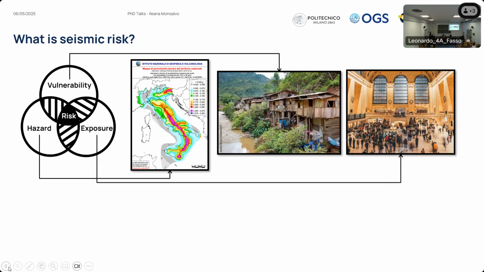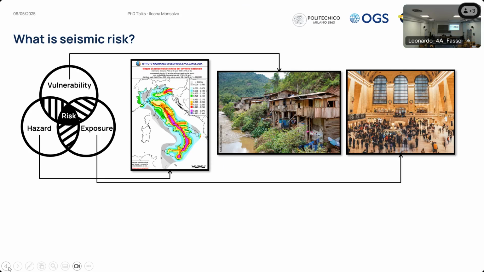The first is hazard, so where and how strong an earthquake could be. Exposure, that is the elements that are at risk, buildings or people. And vulnerability, that refers to how likely the elements that are at risk are to be damaged after an earthquake.